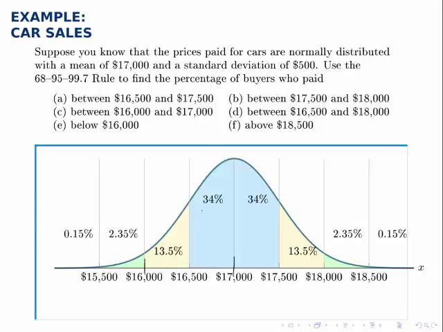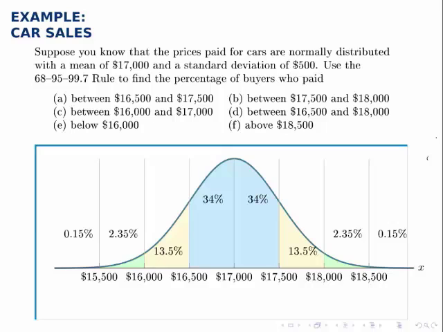Adding them up, we get 47.5%. For part D, we're looking between 16,500 and 18,000, and adding up those 3 blocks, we get 81.5%. So 81.5% of people paid somewhere between $16,500 and $18,000 for their car. Part E asks what percentage paid below 16,000. So that's right here. And below 16,000 we have 2 blocks to take care of, 2.35% and 0.15%. Adding them together we get 2.5%.